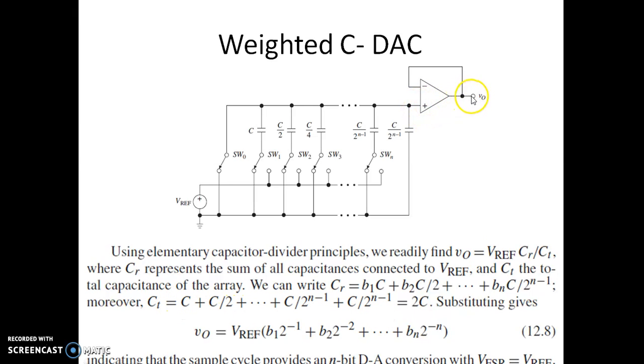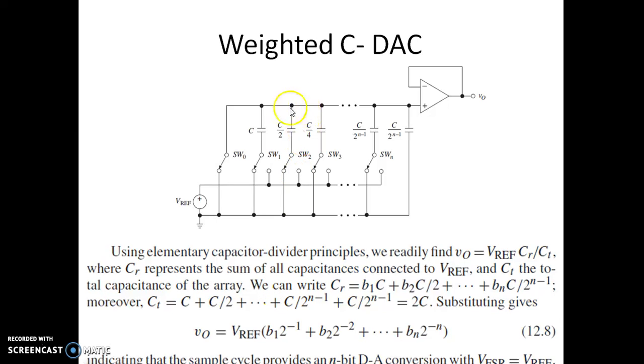Here you can see this V0 is the same as this point, because this is a voltage follower. Whatever voltage appears here will be available here, because this is just acting like a buffer circuit. So the voltage at this point, which is our Vx in the earlier slides, is equal to V reference multiplied by CR divided by CT, where CR is the capacitance connected to reference and CT is the total capacitance.